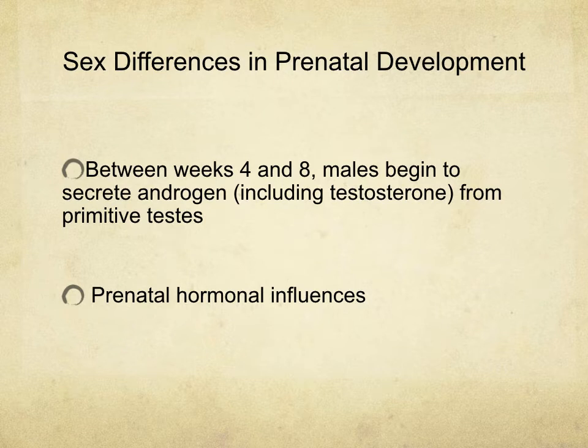Between weeks 4 and 8 of conception, males begin to secrete a hormone called testosterone from their primitive testes. This is necessary to develop male genitalia. A lack of testosterone might, quote unquote, demasculinize the male embryo to maybe the extent of developing female genitalia. The opposite could happen when a female embryo receives too much testosterone. It might develop male-like genitalia or even develop those rough and tumble male-like characteristics later on. So some of that old wives' tale may be true to a certain extent.